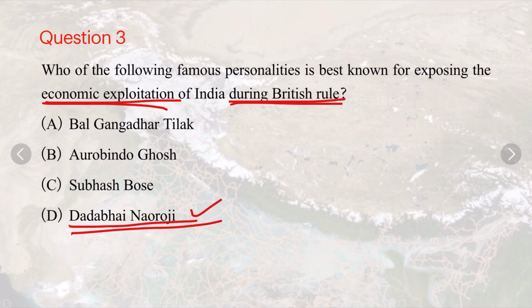He exposed how the Britishers were looting India, and that their economic policies were not for the development of India, but for draining the wealth of India. So it was Dadabhai Naoroji who exposed British rule and their economic exploitation. So the answer will be D.